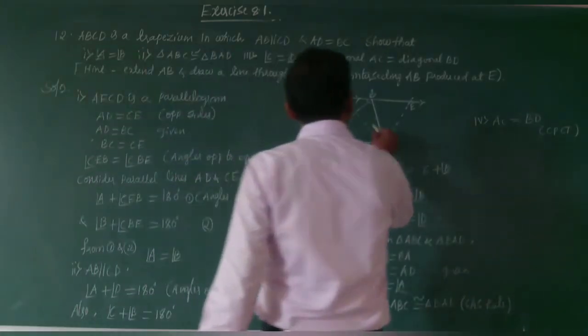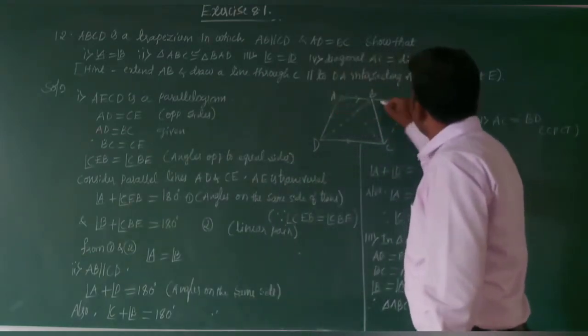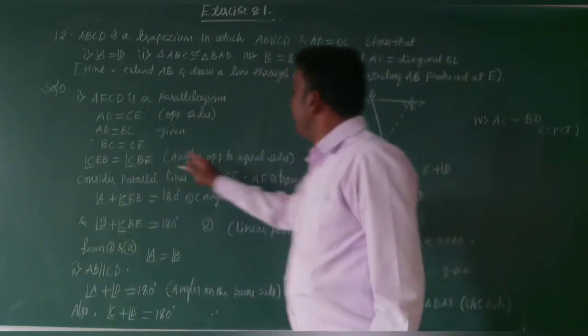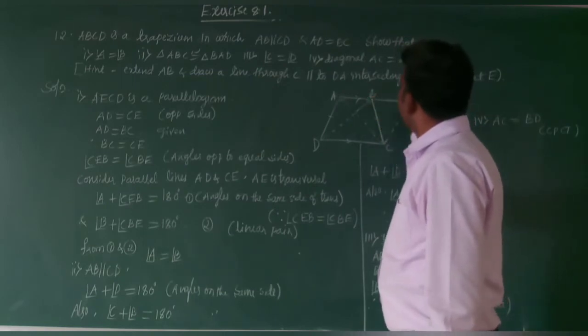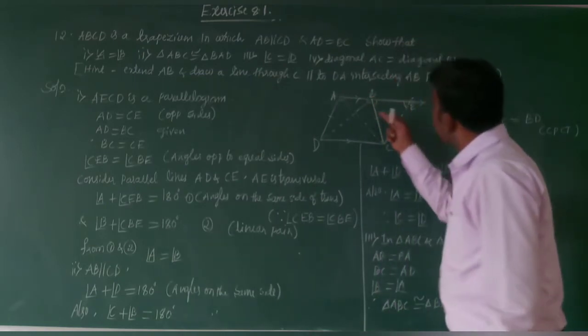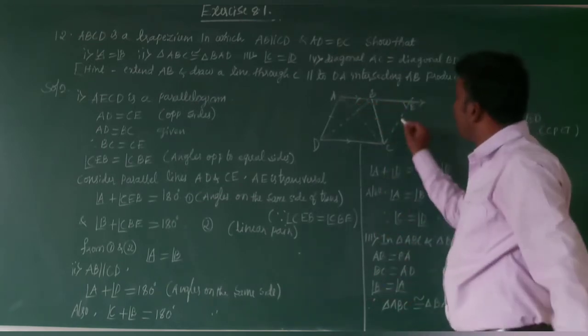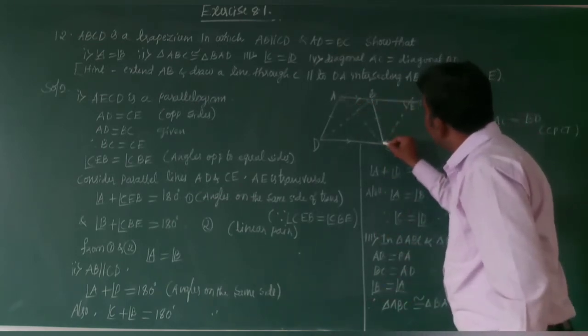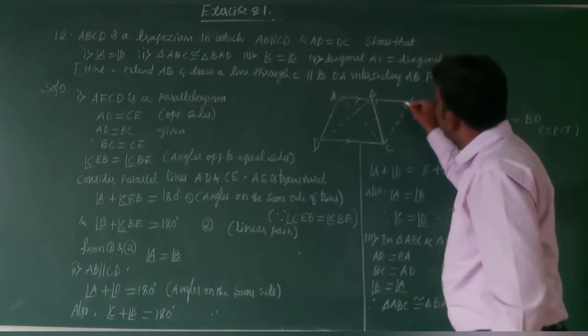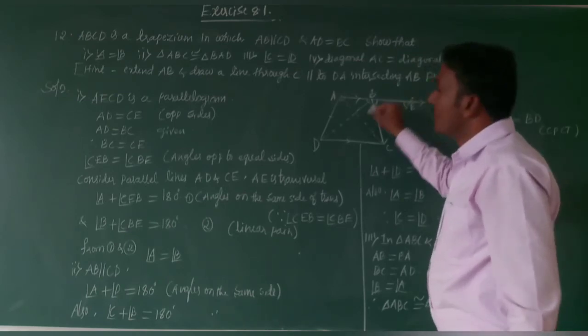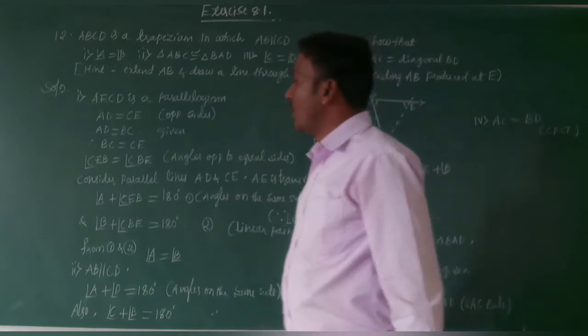Angle CEB is equal to angle CBE. These two sides are equal, so these two angles, being opposite angles of equal sides, will be equal. BC is equal to CE, these two sides are equal, so the angles opposite to equal sides will be equal.